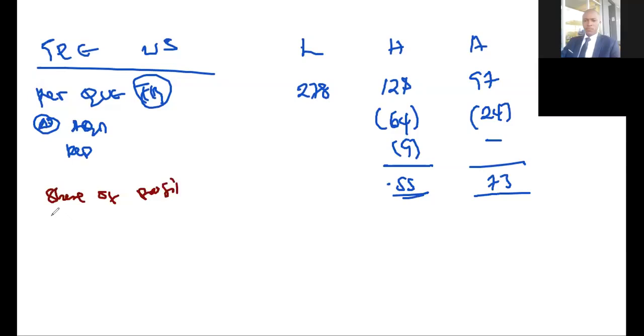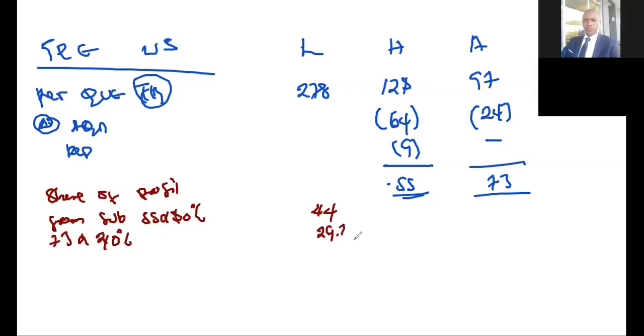So from the subsidiary, we're going to have 55 multiplied by 80%. How much is that? 44. Then 73 multiplied by 40%, the associate's share, which is 0.4. How much do we have? 29.2.